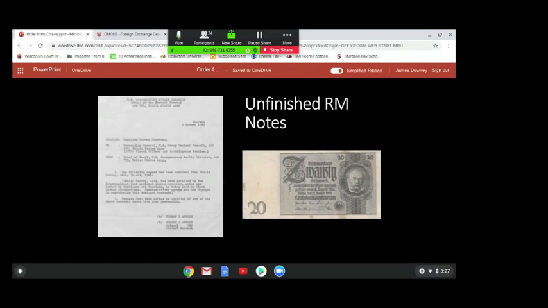I don't know how true that is. I suspect that they were probably more inclined to try to be finishing the notes than trying to reproduce notes that obviously were not fully printed and not valid.